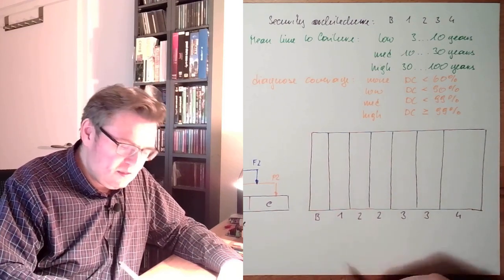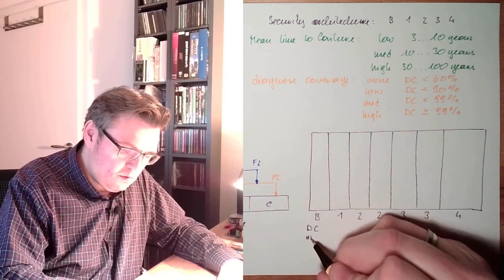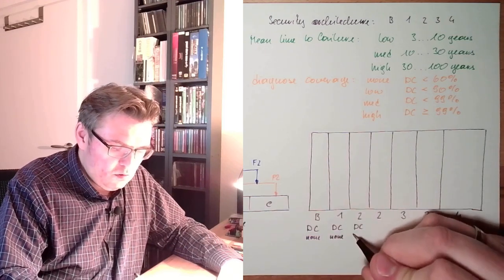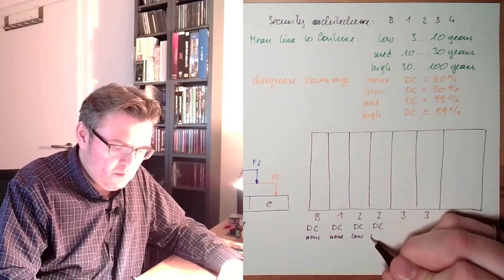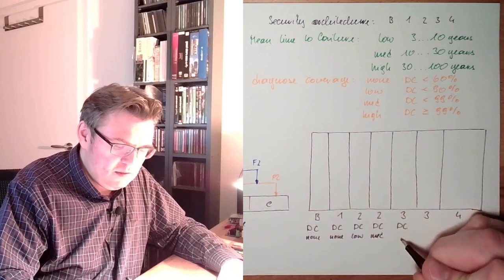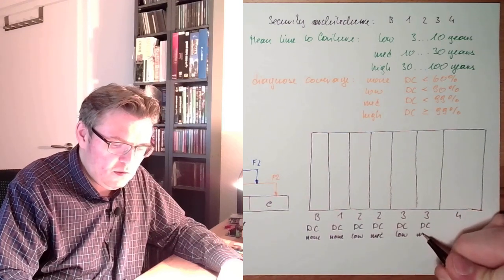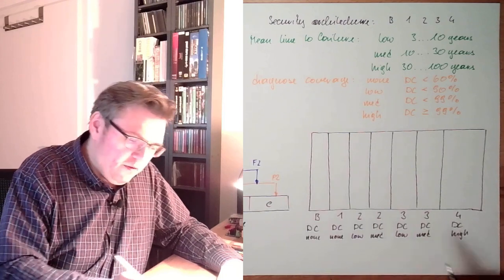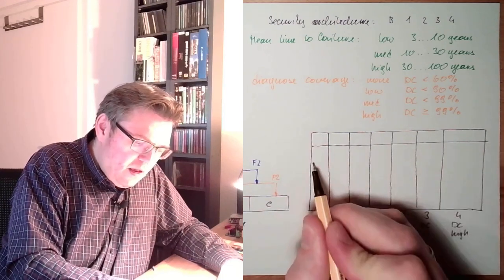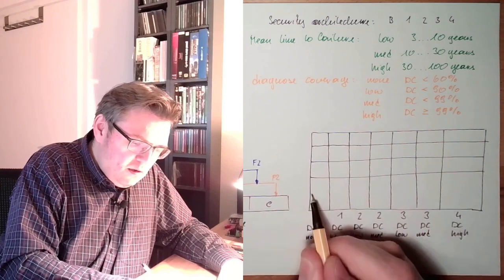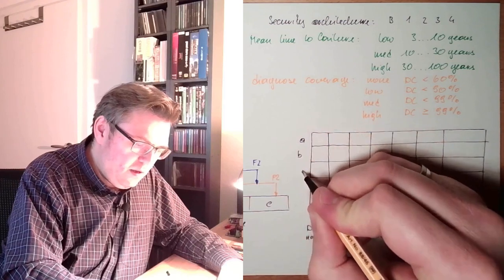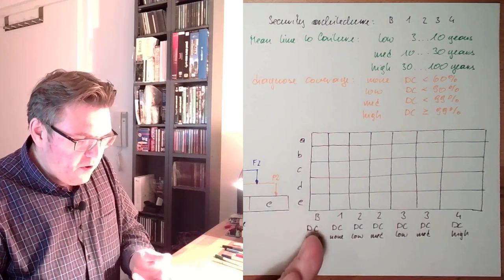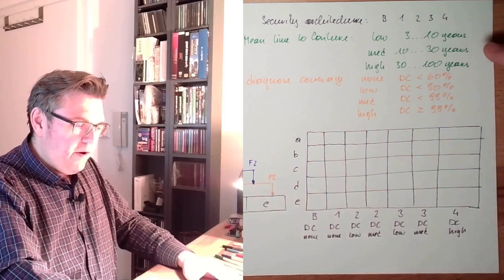Why are there two? This DC here is none. Also here it's none. Here we have DC low and DC medium. Here again we have DC low and DC medium. And here we have DC high. On the other hand, we have the performance levels A, B, C, D, E. This is how this looks like. So the category and the DC are the x-axis, and now where is the mean time to failure?